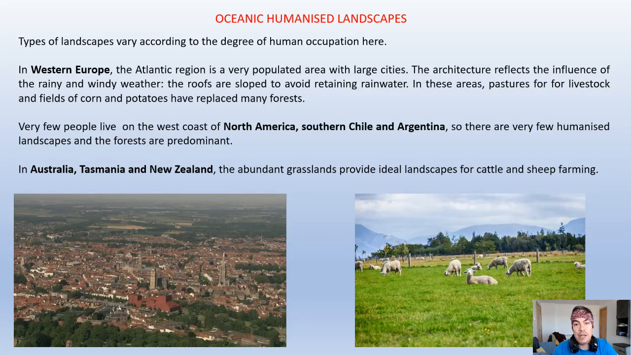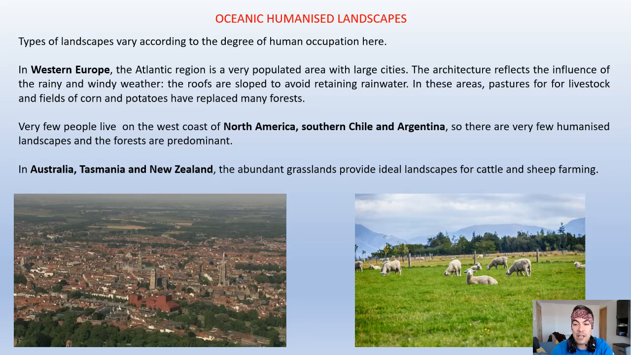Then we have to take a look at the humanized oceanic landscapes, and they vary according to the degree of human occupation. In Western Europe, the Atlantic region is a very populated area with large cities. The architecture reflects the influence of the rainy and windy weather. The roofs are sloped like this to avoid retaining rainwater. So when it rains, the water goes down to the ground.